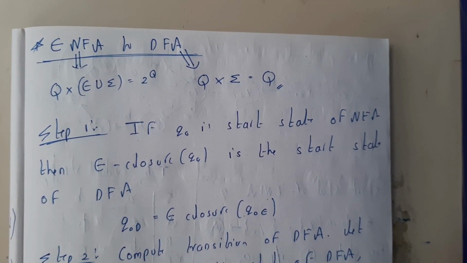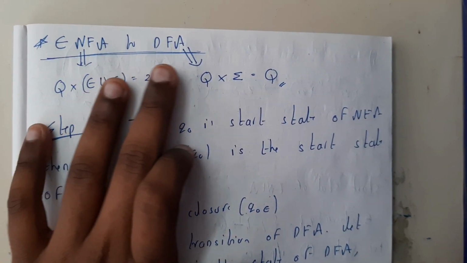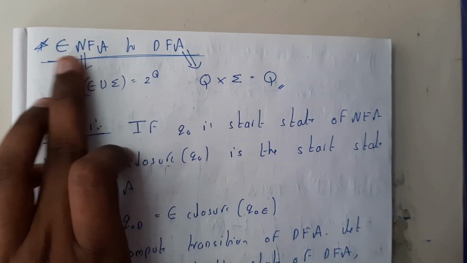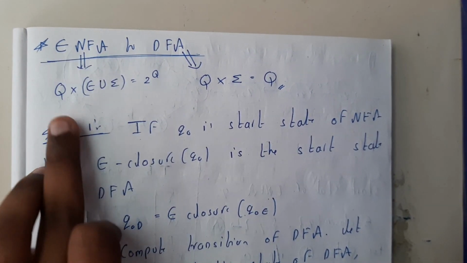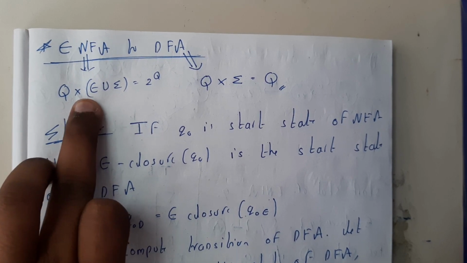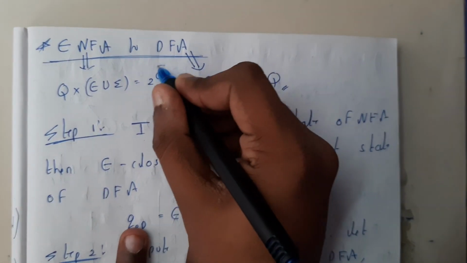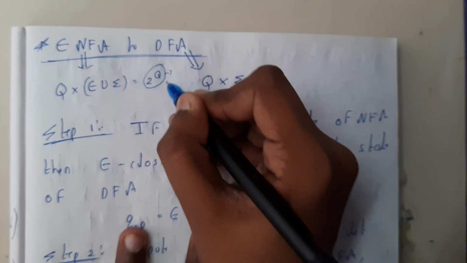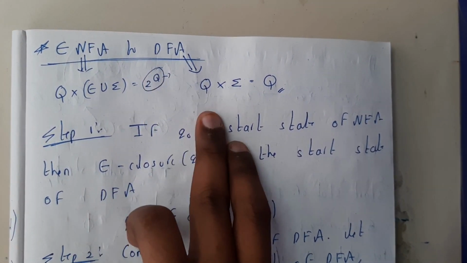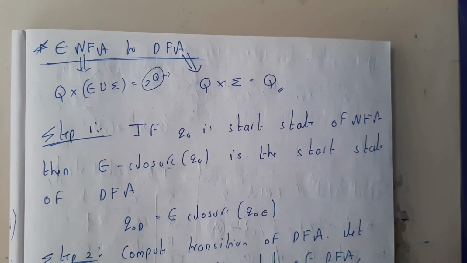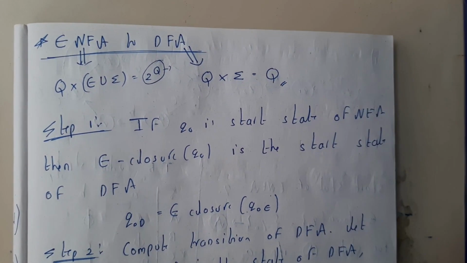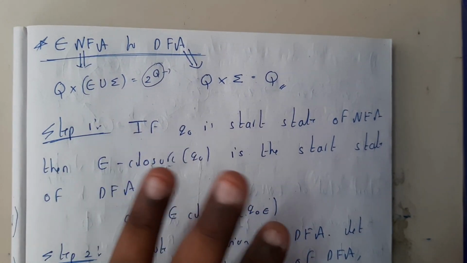Okay, so basically epsilon NFA to DFA. What is epsilon NFA? An NFA with epsilon, right? So Q into epsilon union sigma is equal to 2^Q. So even here you will be having multiple options, right? Whereas DFA will be having Q into sigma, that is Q. Fine, simple. So basically we have 3 steps.